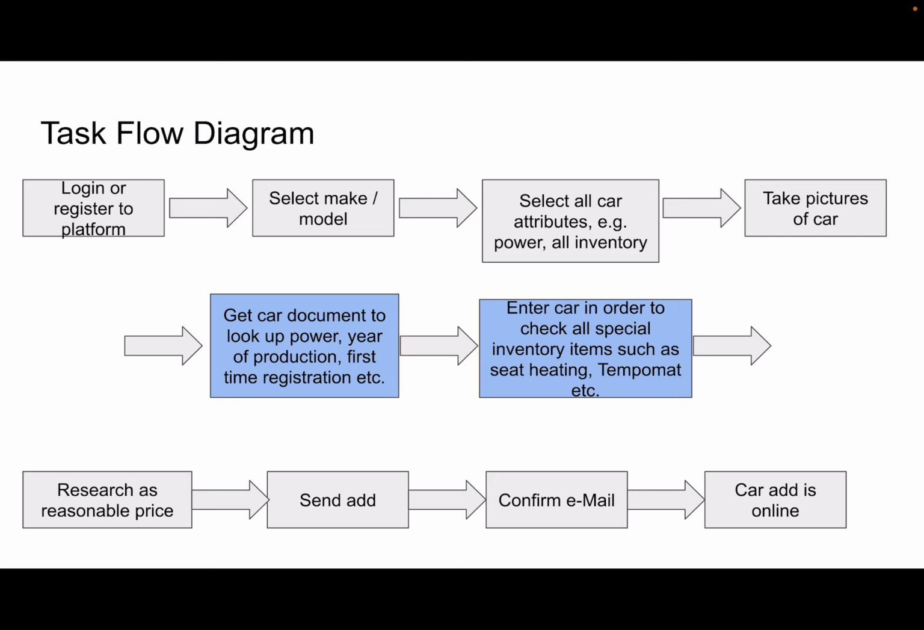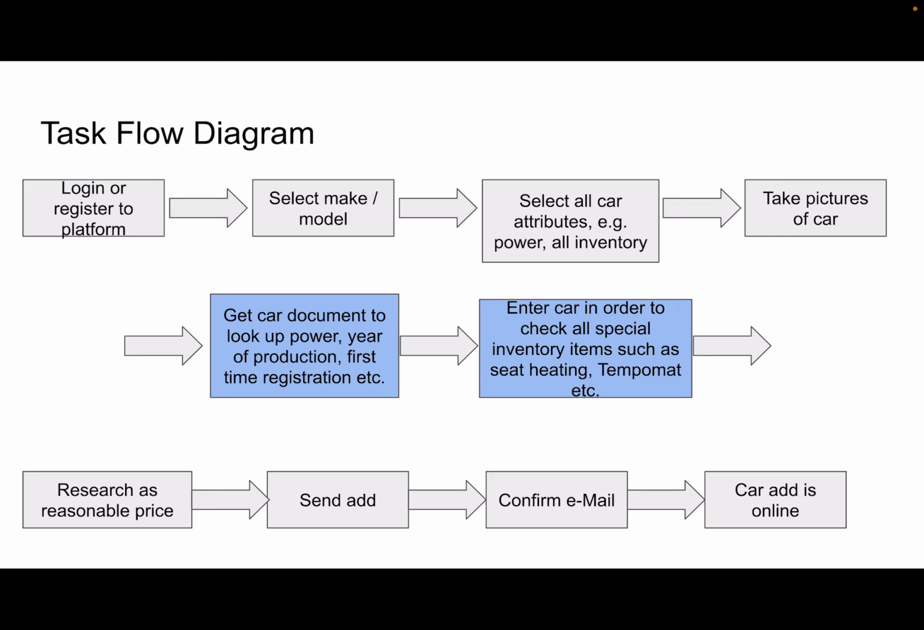Because in order for the customer to correctly select make model and to also select all car attributes, usually he needs to first of all get his car document. At least in the car document you can look up power, year of production, first time registration, etc. And then he also needs to enter all the different inventory topics. Not all customers know these by heart. So sometimes people go enter the car to look if they have seat heating, or they try to find the manual of their car to check if there's seat heating or what else there is in the car which can influence the price.